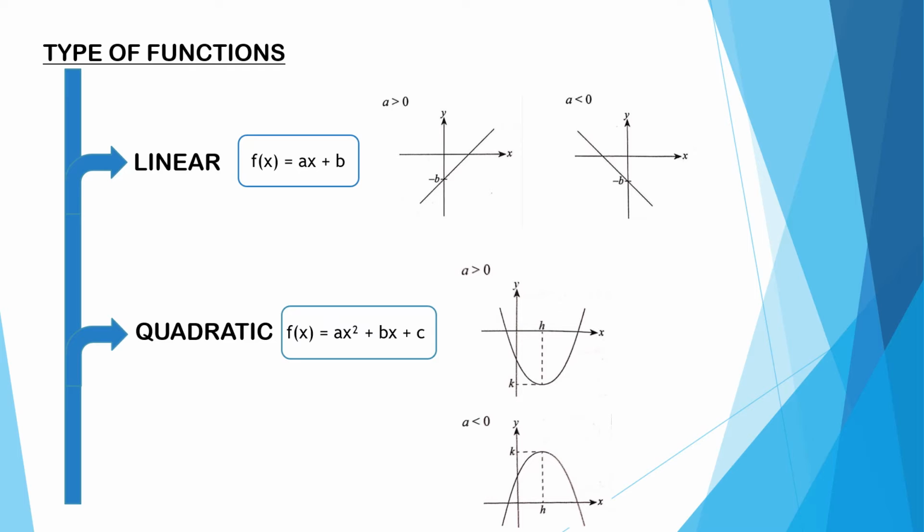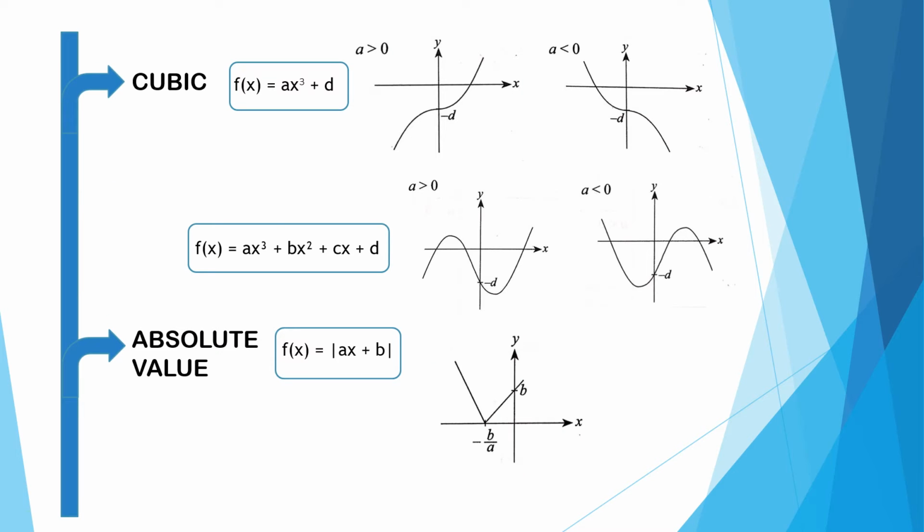The second one is quadratic functions. The general form for quadratic function is f(x) equals ax squared plus bx plus c, where a, b, and c are constants. Note that we need to find maximum or minimum point by using completing the square if the function is in the form of y equals ax squared plus bx plus c.